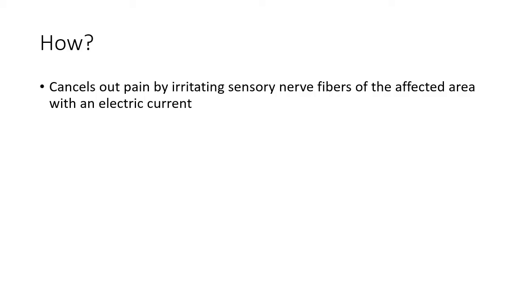How does it do that? It cancels out the pain by irritating sensory nerve fibers of the affected area with an electric current. What does that mean? We attach electric pads or something like that, electrodes, on the skin or under the skin of the patient to interfere with the signals that the nerve cells, so the synapses, share with each other.